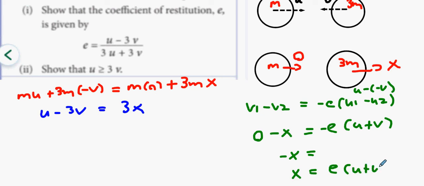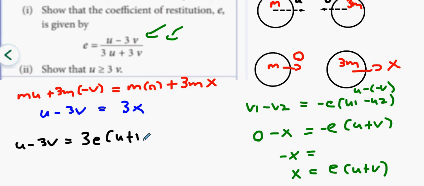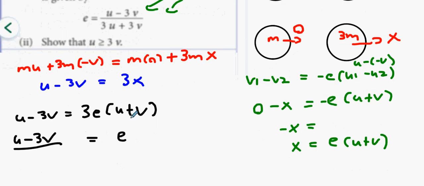Which letter is missing from my answer? Which letter has no reason to be there? x. That's the case. We just sub out x, and then there's no issue anymore. Sub out x, and we get 3 times e into u plus v, and then we can get e on its own, which is u minus 3v all over 3 times u plus v, which is 3u plus 3v. We're done.